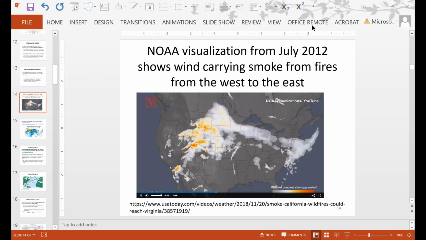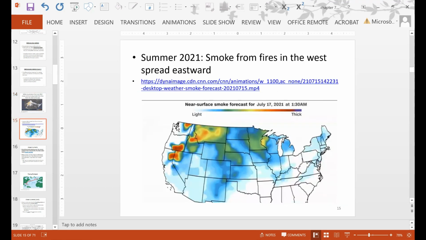And here we have a visualization from July 2012 showing wildfires in the West. And you can see the smoke moving eastward. And this is a more recent picture showing you smoke from fires in the West. And they are moving eastward. So your fires are here and the smoke moves eastward with those westerly winds.